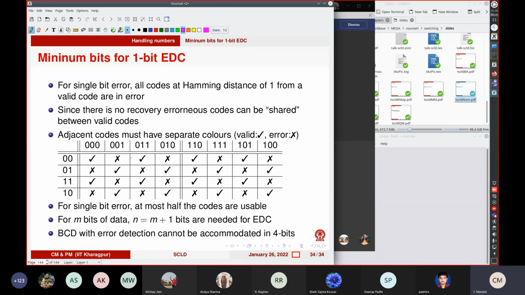Okay, so this is our treatment for error detection and error correction. Okay.